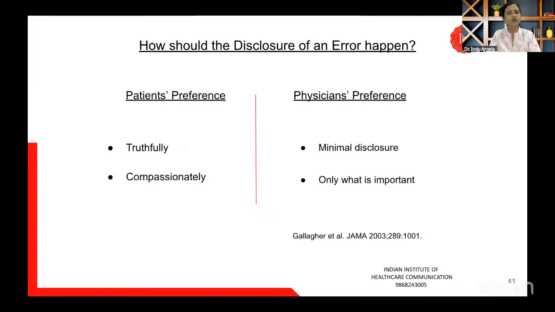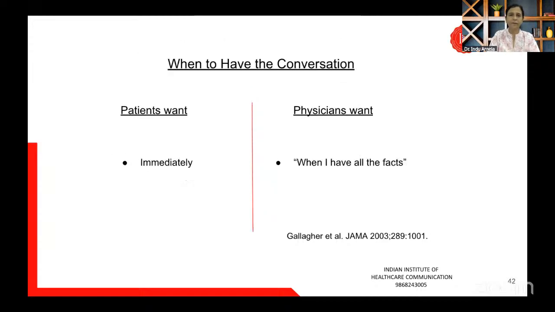Now, how should the disclosure of error happen? Patients prefer it should be done truthfully and compassionately. So we expect transparency and frank disclosure of whatever has happened. Whereas we prefer minimal disclosure, only what is important or only what is relevant.